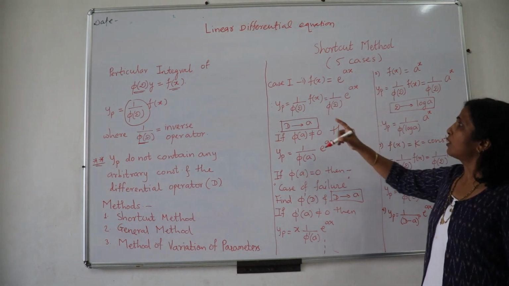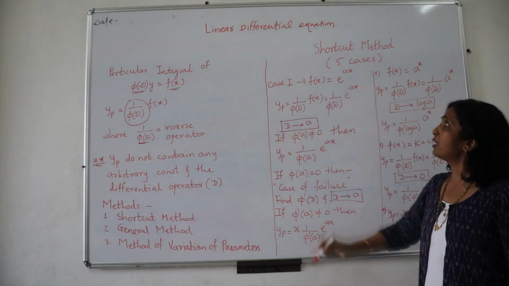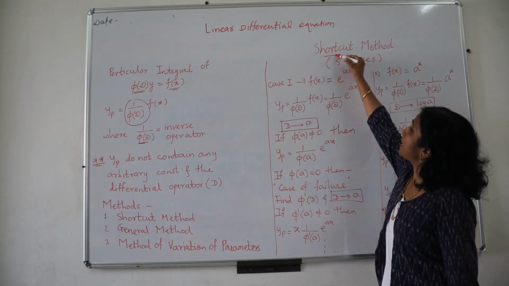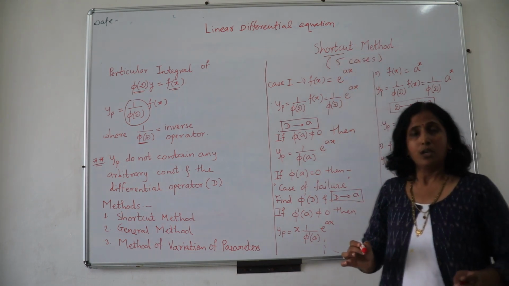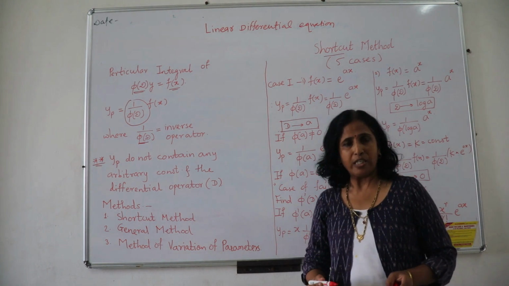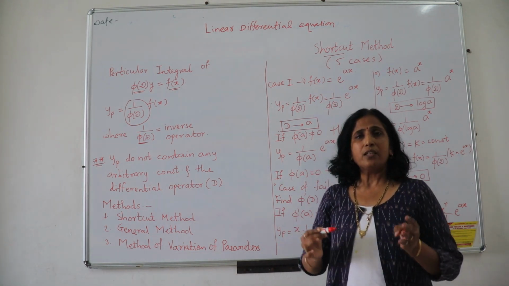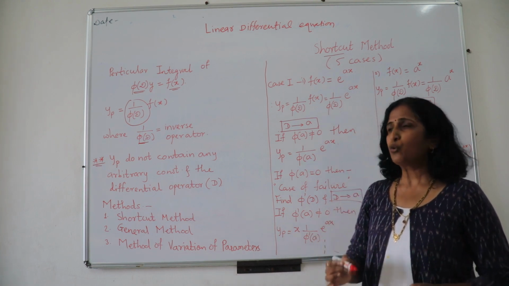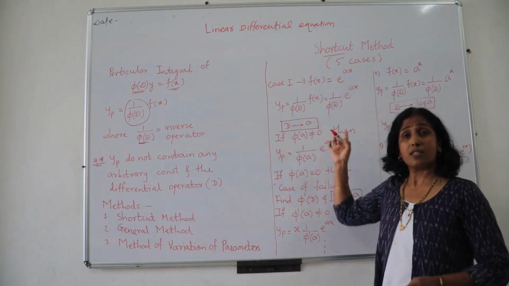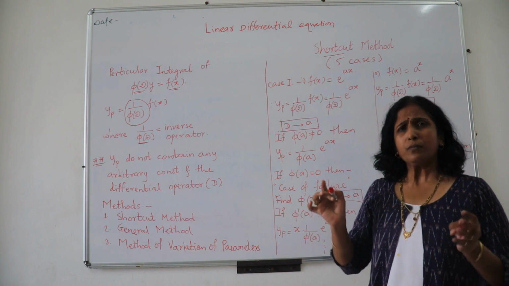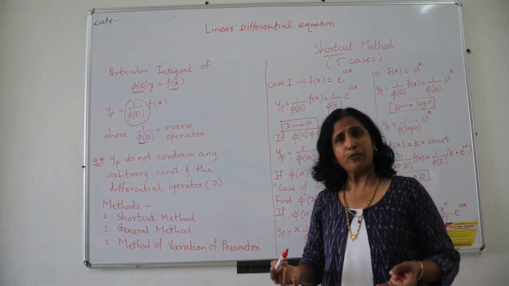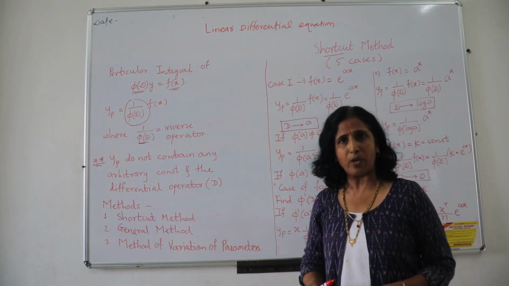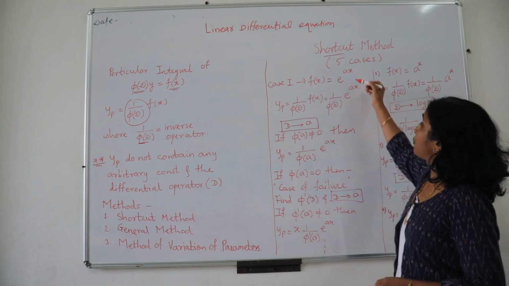Now what is the rule? When it is a shortcut method, as the name itself indicates, it is very short, a completely formula-oriented method. Another important aspect of this method is that it is applicable only for the discussed functions. We are not supposed to change any type of function, and we are not supposed to apply it anywhere else. So initially we are going for e raised to ax.